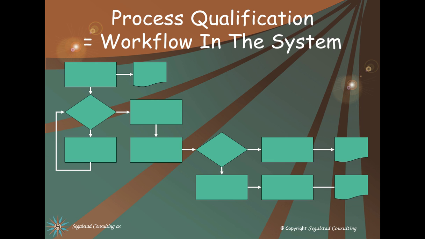The process qualification is the workflow in the system. It could be something like this, or it could be something totally different, or it may be variations of that depending on what you are testing. But anyway, it needs to be described and you need to test it. You also need to test not only everything goes right, but also test whatever happens when something goes wrong.